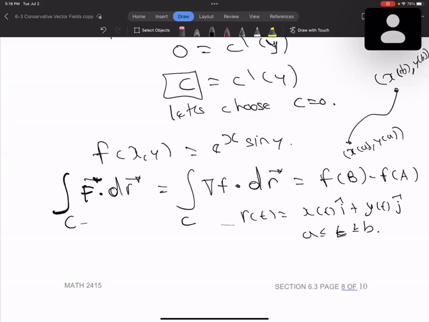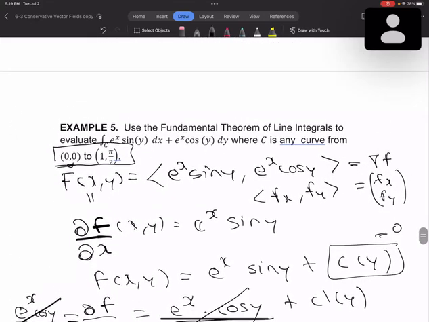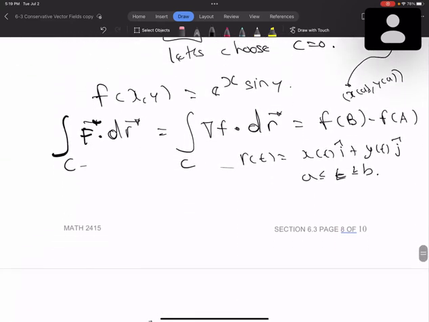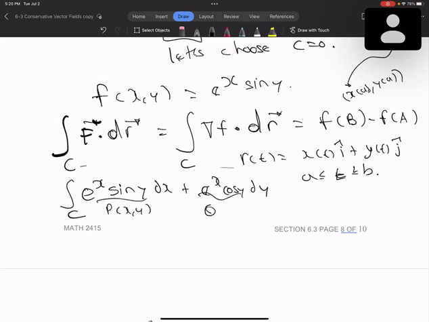So what we need to do is find the integral between (0, 0) and (1, pi/2). So following this, the integral of the vector field that we're doing is, let me write it like this, just to help you follow all these different notations: e to the x sine of y dx plus e to the x cosine of y dy over the curve. This is P(x, y), and this is Q(x, y).